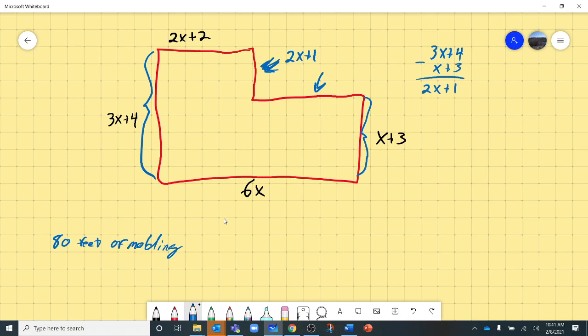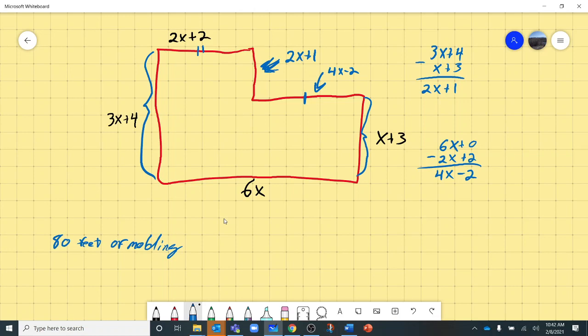And now same idea with this length right here. The whole length is 6x, and then this little part right here is 2x plus 2. So if I do 6x minus 2x plus 2, and I could put a plus 0 right here, then 6x minus 2x is 4x, and 0 minus 2 is negative 2. So 4x minus 2 would be this part right here. Okay, so now we have all the information we need, and we just need to add everything together to figure out what the total perimeter is.